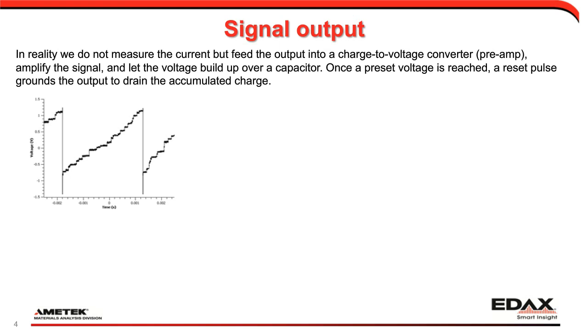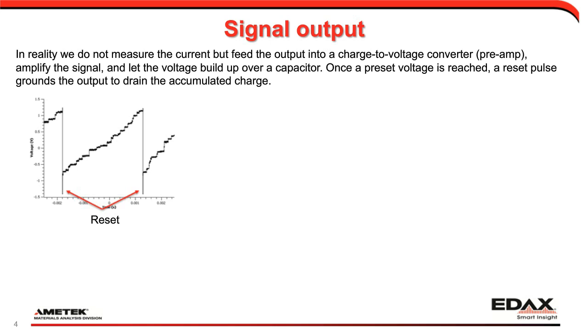So once we hit a certain preset voltage, we send a reset pulse, which means we ground the circuit and drain out the accumulated charge. So that's what we see here. For this case, we have about a -1 to +1 voltage swing, and then drain the charge once we reach +1 volt.